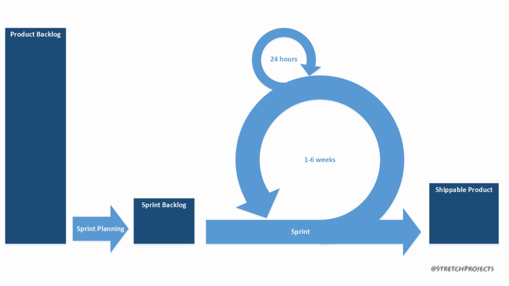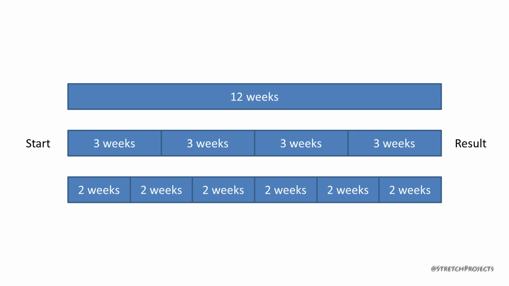Put simply, a sprint is a block of time within a project's overall development cycle. If we had a 12-week project, it would be reasonable to split that up into either 4 3-week projects or 6 2-week projects. And at the end of each of those blocks of time, we would hopefully have some tangible progress. These smaller projects or blocks of time, however you want to look at them, are called sprints.